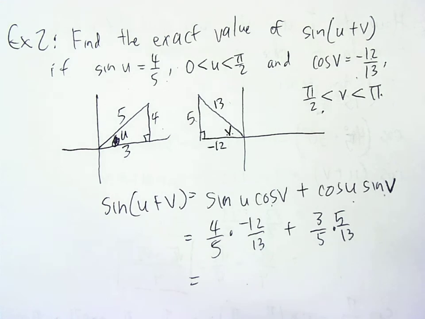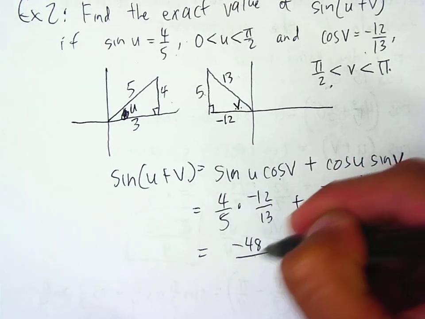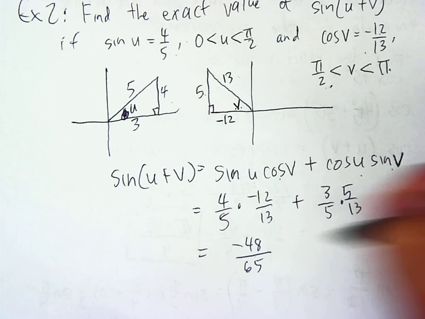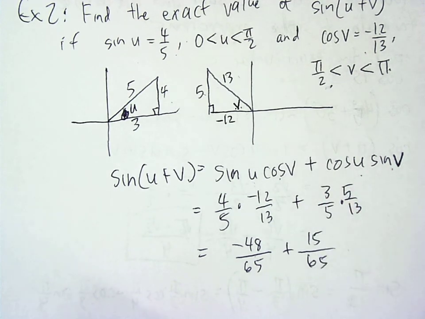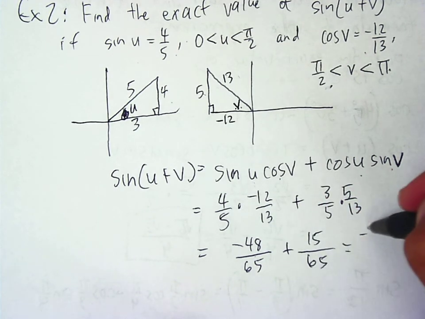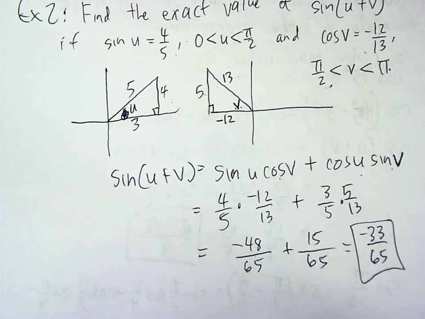And then I just have to simplify a little bit, so this will be negative 48/65 plus 15/65. And if I simplify that, that's negative 33/65. So that is the sine of u plus v given all those criteria. Okay, if you have any questions, go ahead and write it down and we'll go over it tomorrow.